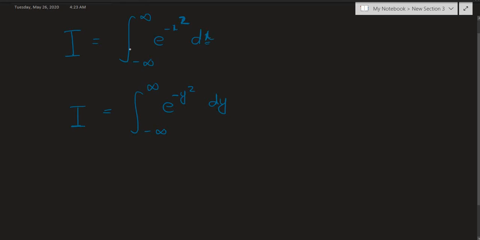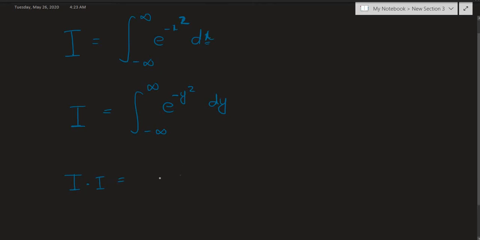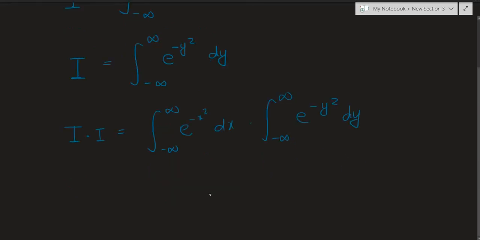So now I would like to multiply both of them with each other. So we have I times I being equal to the integral from negative infinity to positive infinity of e raised to negative x squared dx multiplied with the integral from negative infinity to positive infinity of e raised to negative y squared dy. So we'll have I squared over here, and now because of uniform convergence we can just put the y inside the x or the x inside the y. So let's put the x inside the y.